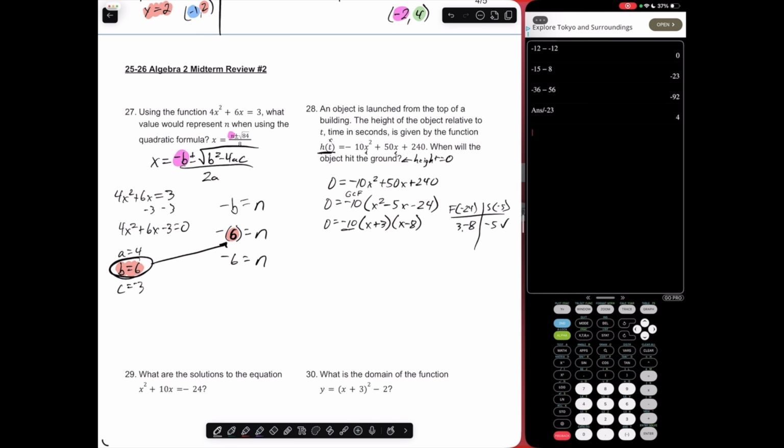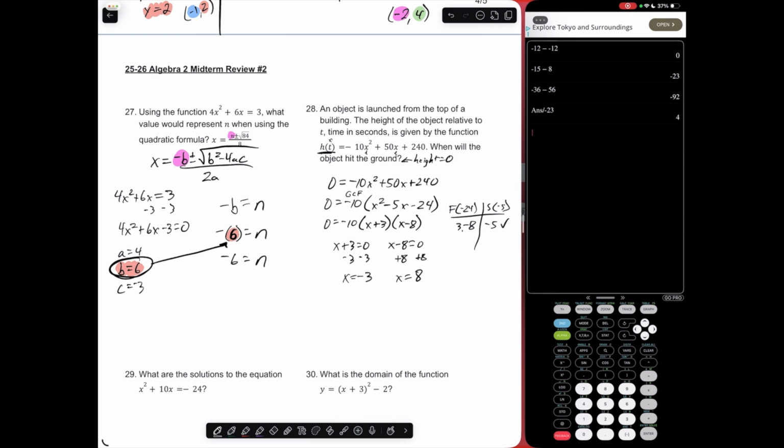The negative 10 isn't going to be equal to 0 because there's no x value. So the zero product property tells us that x plus 3 equals 0 and x minus 8 equals 0. Solve each of these. So we have an x of negative 3 and an x of 8.